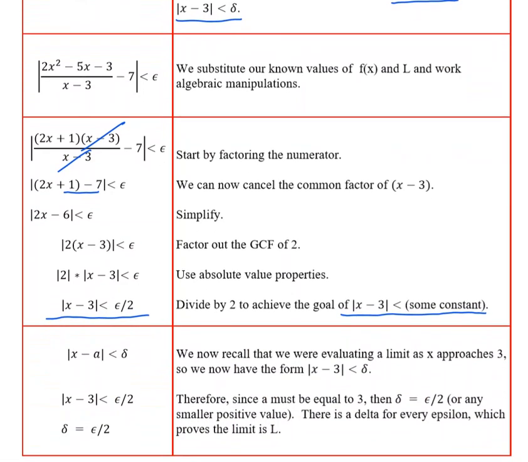So again, since we were taking the limit as x approaches 3, and we now have the form of absolute value of x minus 3 being less than delta, what that means is that our delta is epsilon over 2. So epsilon over 2 or any smaller positive value is going to work here. And what we have proven is that there is a delta for every epsilon, and that proves that our limit is 7. I hope this helps.